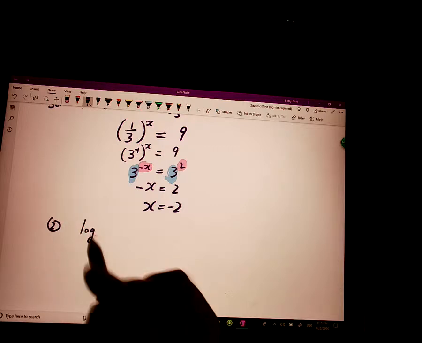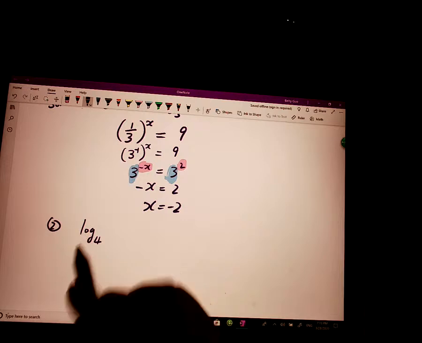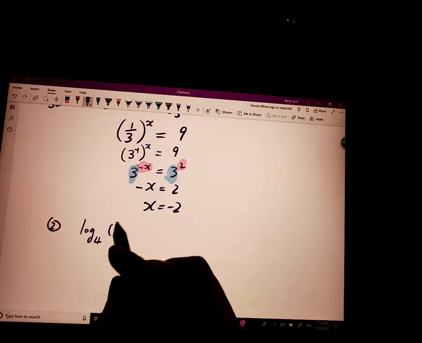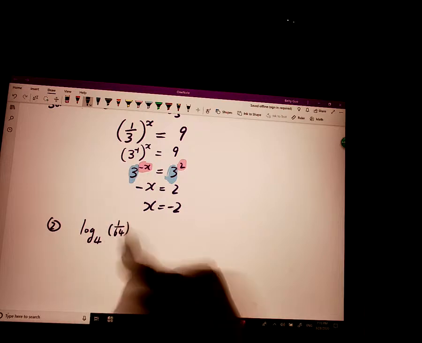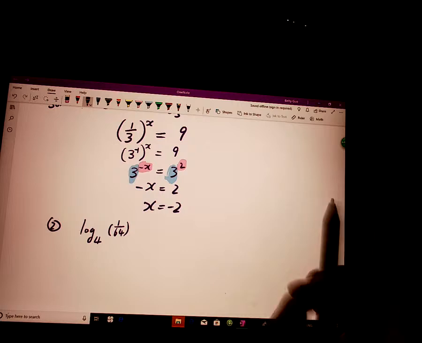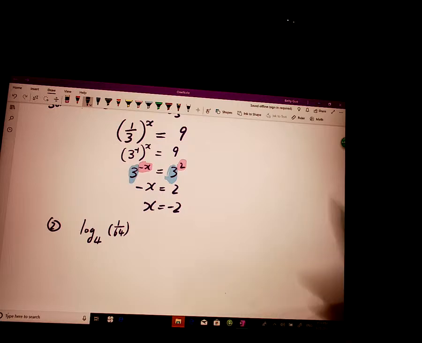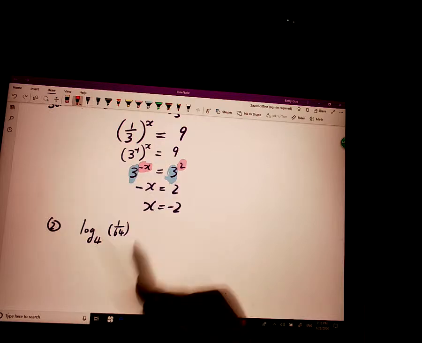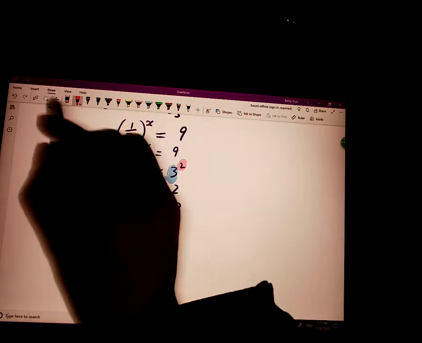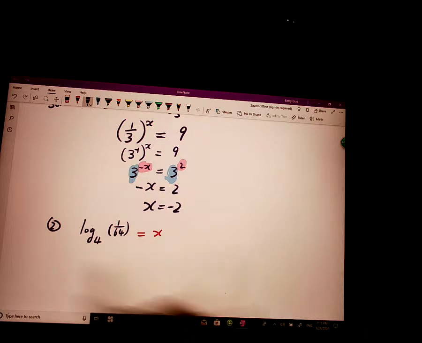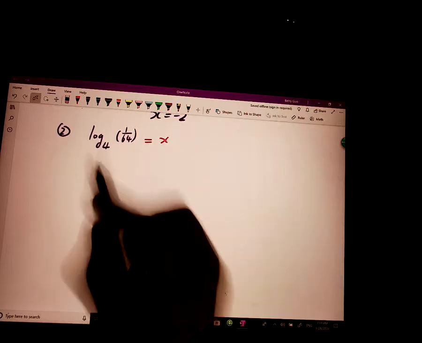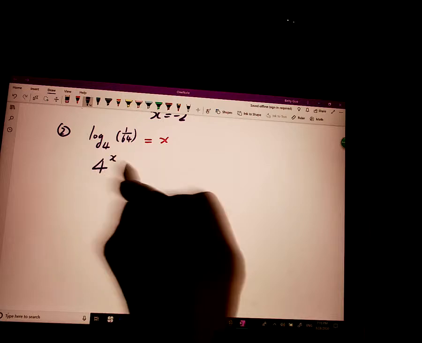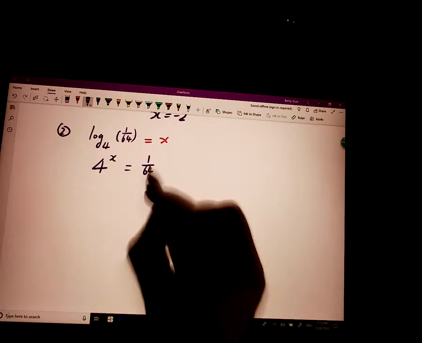We evaluate logarithm with base 4 of 1 over 64. You can do the same thing. You let this be x, and you convert the equation to its equivalent exponential form. 4 to the power of x equals 1 over 64.